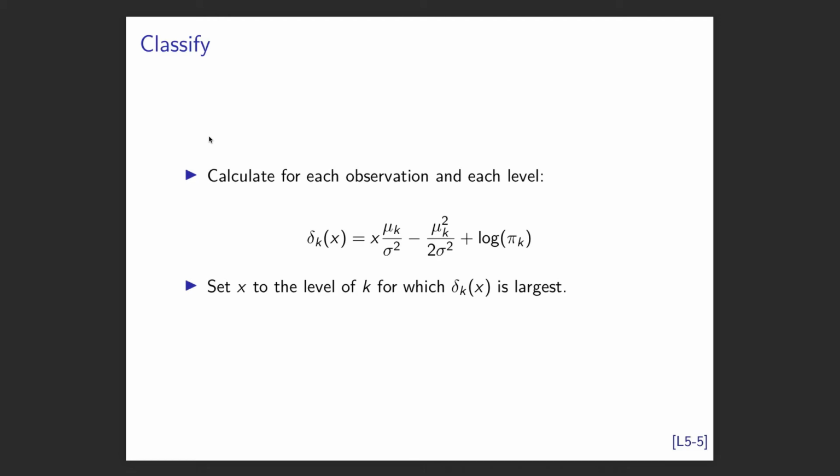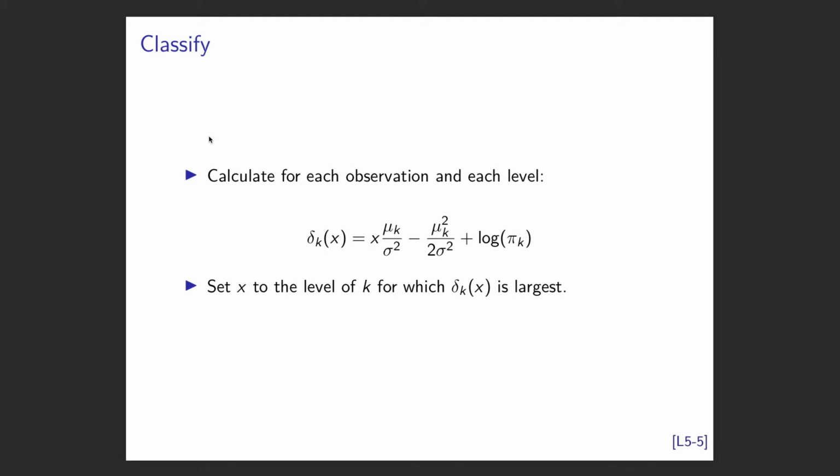Well, the nice thing, if you do that, you can create this discriminant function. And how does this work? You've got delta k(x), so you put in a value of x, and for each possible level, you do this calculation. You take x times mu k over sigma squared, minus mu k squared over 2 sigma squared, plus the log of pi k.